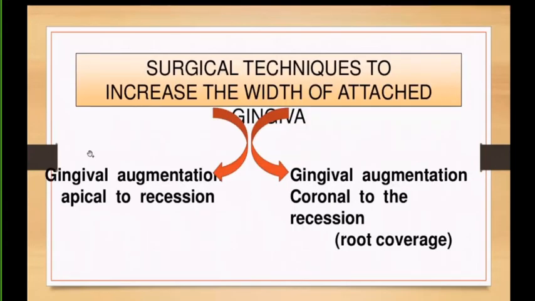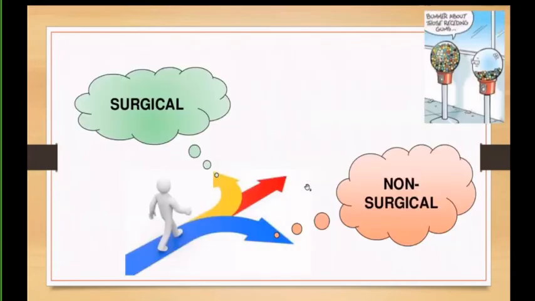Now we saw all the techniques apical to the recession. Now we will see the technique coronal to recession, that means root coverage. The first part is done, attached gingiva. Now we will talk about root coverage. Root coverage can be achieved by two techniques, surgical and non-surgical.